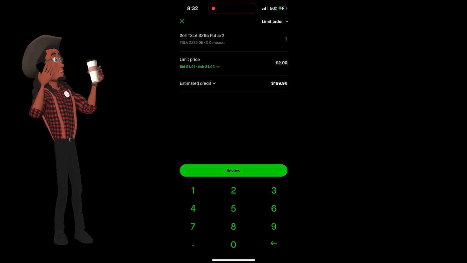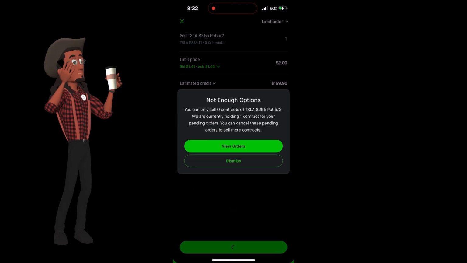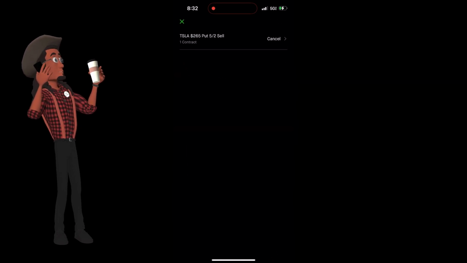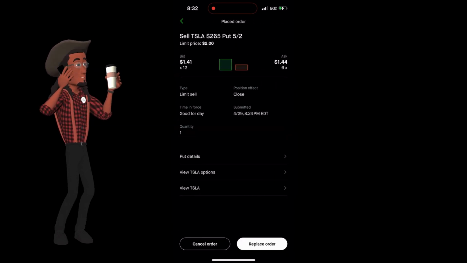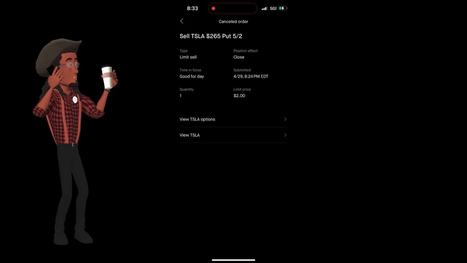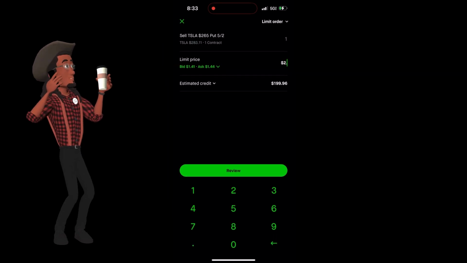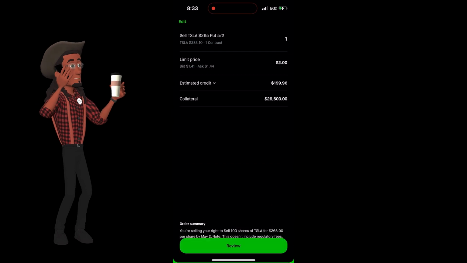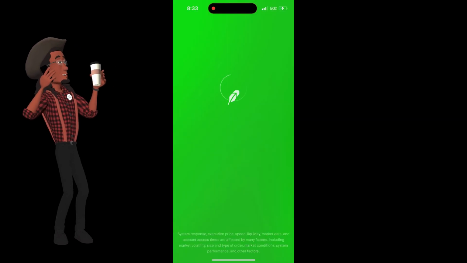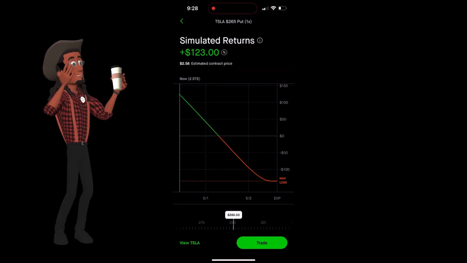So here I'm like, you know what? I don't want to be greedy. Let's go ahead and set a limit order for $2. All right, so we already had a limit order set. We're going to replace that one. And we're going to replace this limit order for $2. When this market opens, I want to get out of this trade.